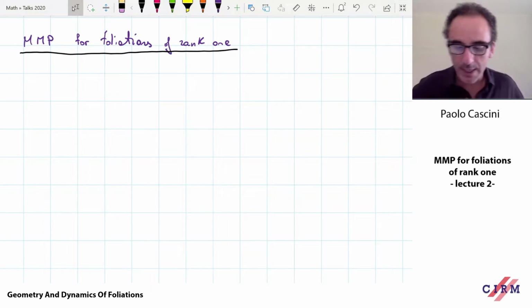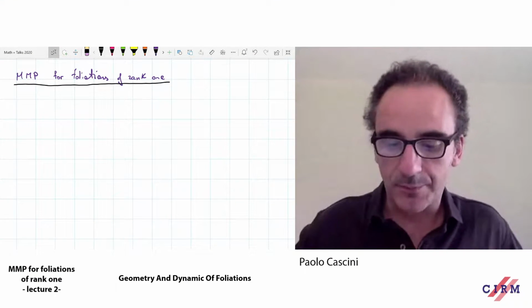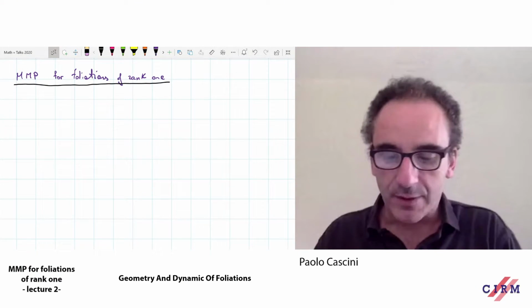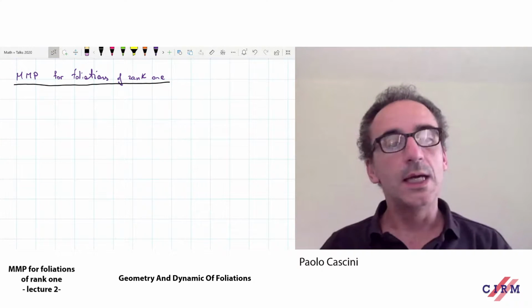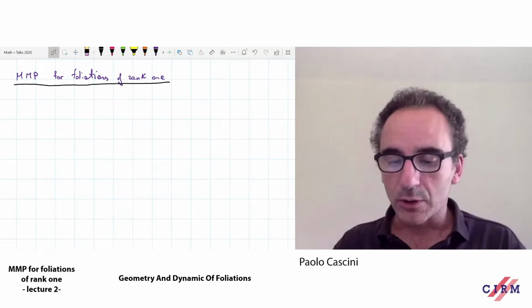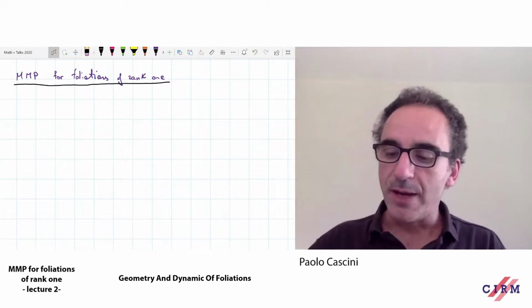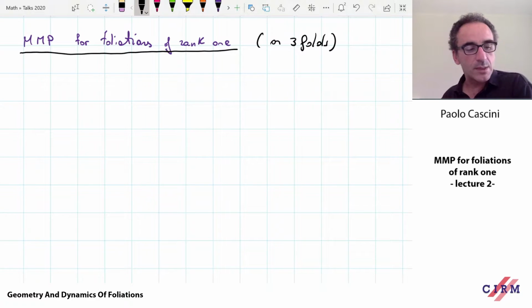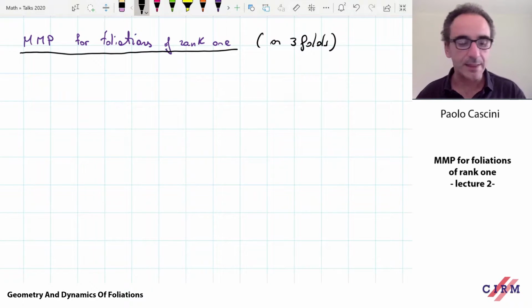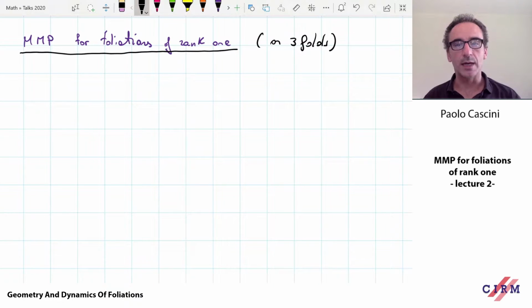So the goal of today is to start from where Callum left off yesterday, namely he was talking about the minimal model program for foliation rank 2. And today we're going to talk about the minimal model program for foliation rank 1, especially on threefolds. Okay, so the picture from many points of view is similar to what Callum was describing, but there are many subtle differences. So the goal of today somehow is to analyze some of these differences.